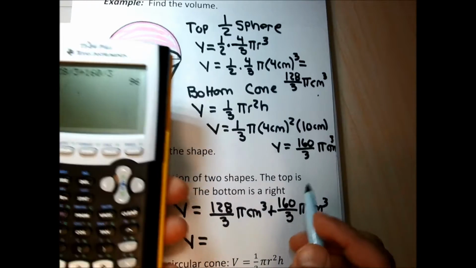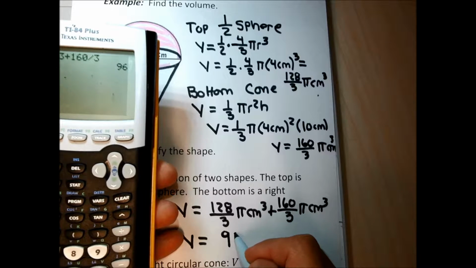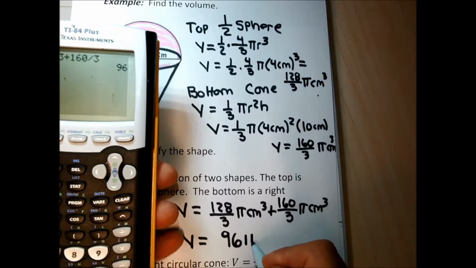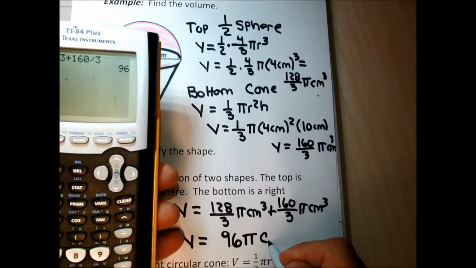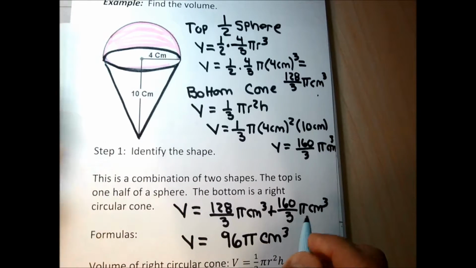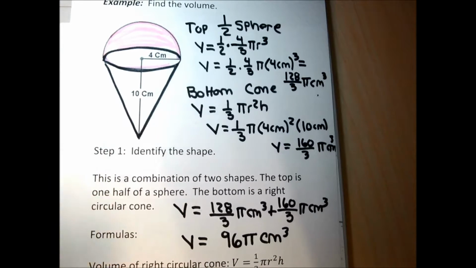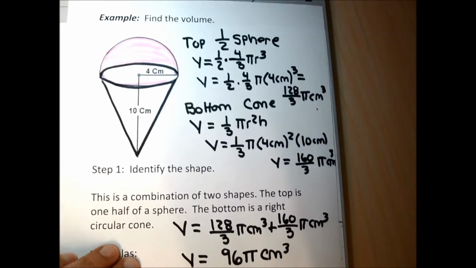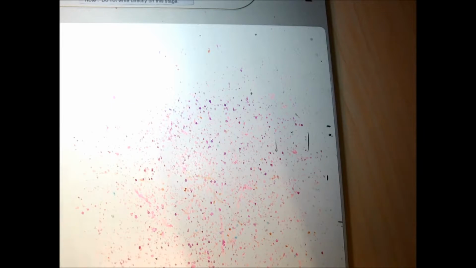Oh, that's beautiful. So you get 96 for the number part. I need a pi, because I haven't multiplied by pi yet, and I need cubic centimeters. So the volume of this composite shape is 96 pi cubic centimeters. All right, with that as a warm-up, we should be ready to get into the section.